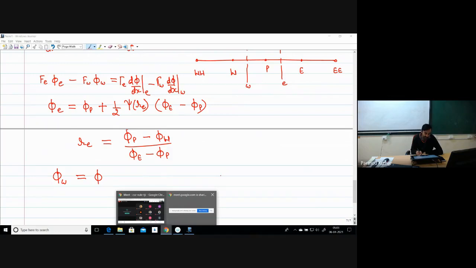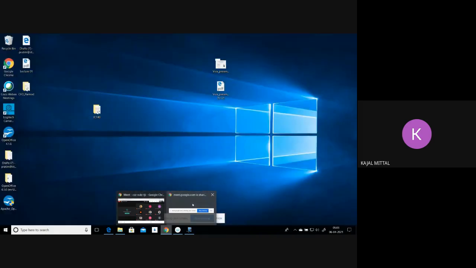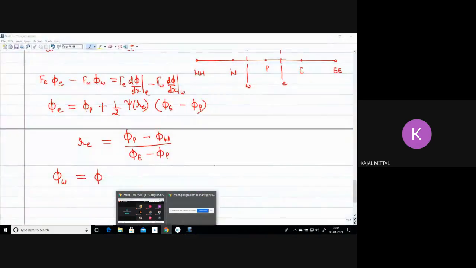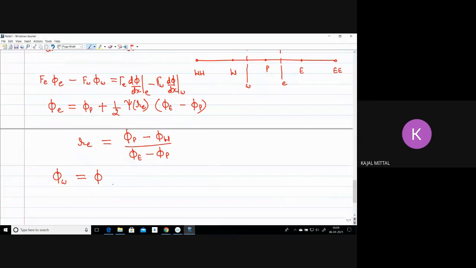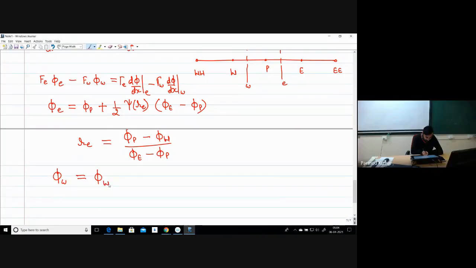Can you tell me the value for phi w considering TVD scheme? So phi P plus half of psi Rw into phi P minus phi W. It will be phi W plus what I told. While we are writing the flux, it is nothing but upwind flux plus some additional flux which is coming because of the gradient in the downstream direction.